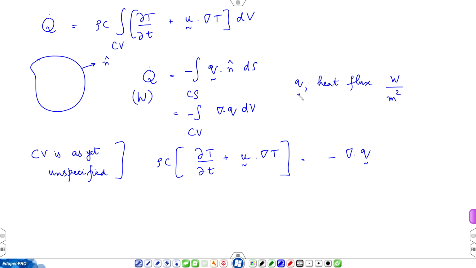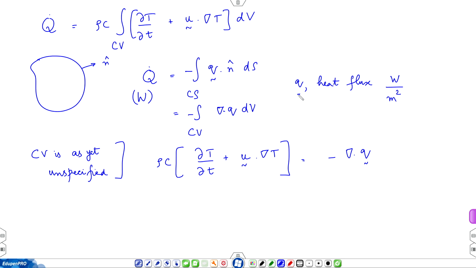Q is a heat flux vector. There is no difference between small q and large q, except that q is a local property. Capital Q is defined for the entire control volume. Okay. So, now the previous equation is defined on a global scale, at the scale of a control volume. This is now defined at a point. This is temperature at a point, temperature at a time instant.